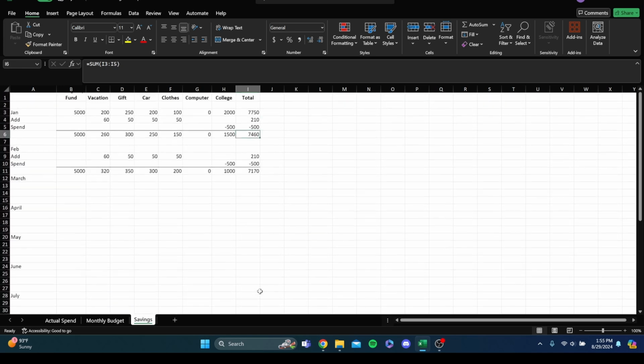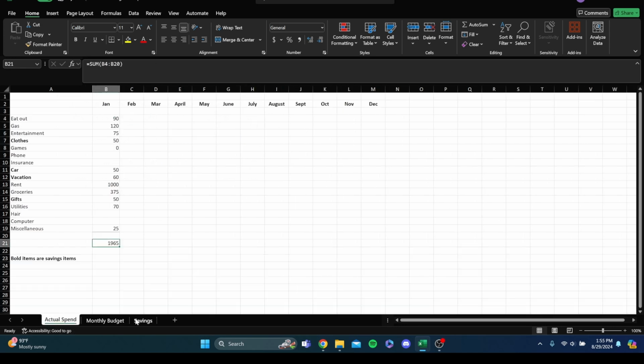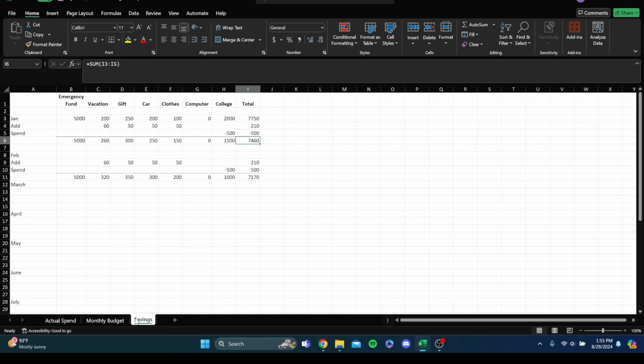It goes all the way down for the months, and it's set up a little bit differently than the spending or the budget. You see, we have different categories and columns right here. So we have emergency fund, vacation, gift, car, clothes, computer, college, and total, right? You could do this right now. You don't even have to do this or this, but you could definitely do this if you have a savings account. So this tab is connected to the monthly budget tab. Like I said, it's this one and this one too.